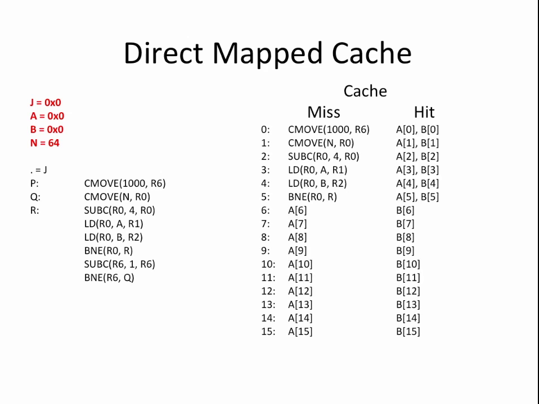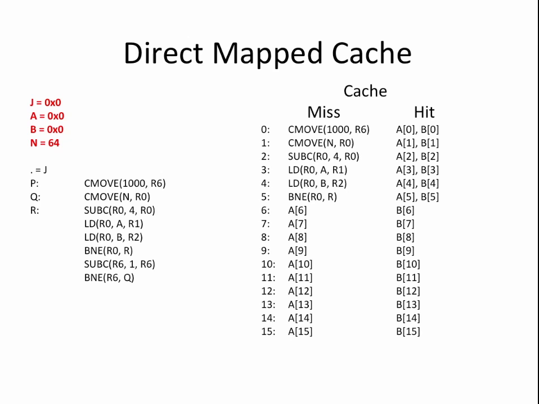This process repeats itself with a data miss for array element A of I and a data hit for array element B of I until we get to A of 5, which actually results in a hit because it corresponds to the location in memory that holds the BNE R0, R instruction, which is already in the cache at line 5. From then on, the remaining data accesses all result in hits.